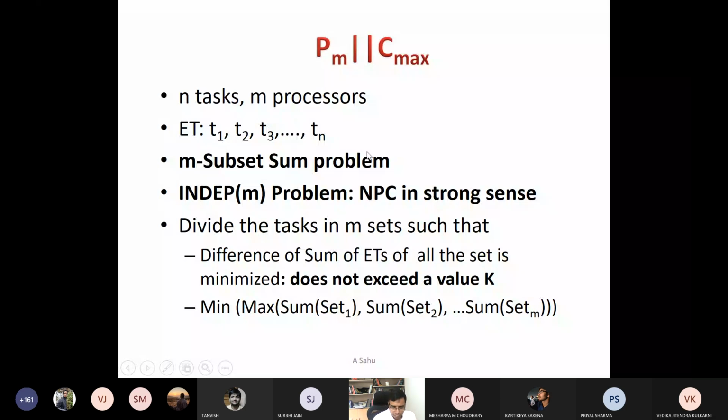We can map this problem to the m subset sum problem, and it can be mapped to the independent set problem. So this is NP complete in the strong sense. Divide the tasks into m sets so that the difference of the sum of execution times of all the sets is minimized, so as not to exceed the value of k. So this is minimization of the maximum of sum of set 1, sum of set 2, up to sum of set m. We need to divide n numbers or n tasks into m different sets. This is a well-known problem, and it is NP complete.